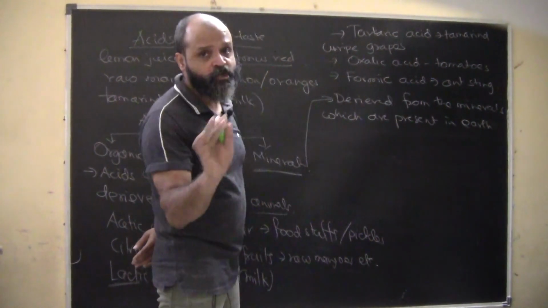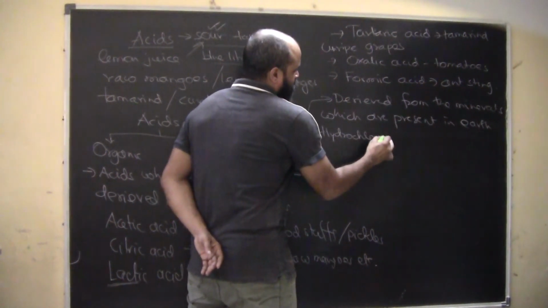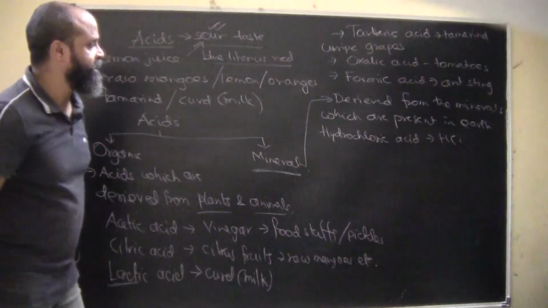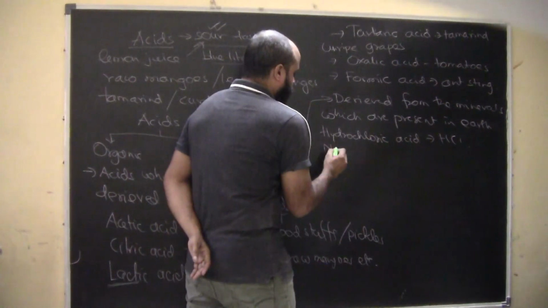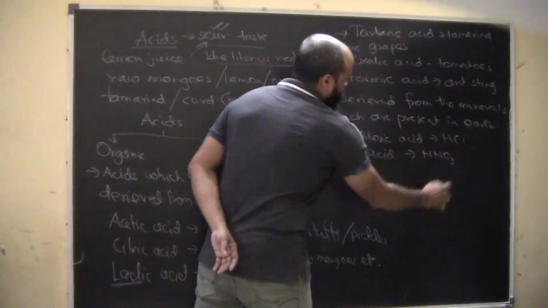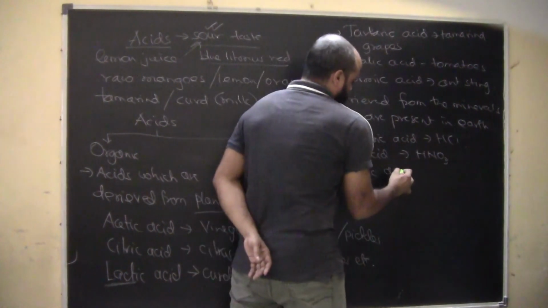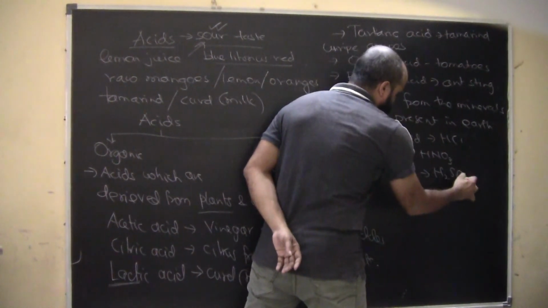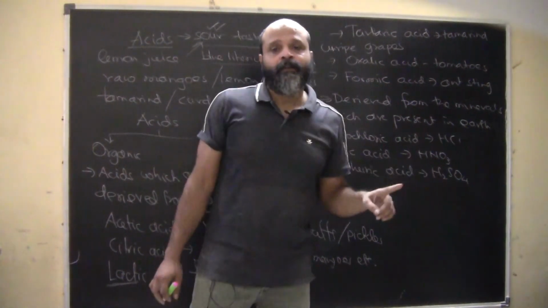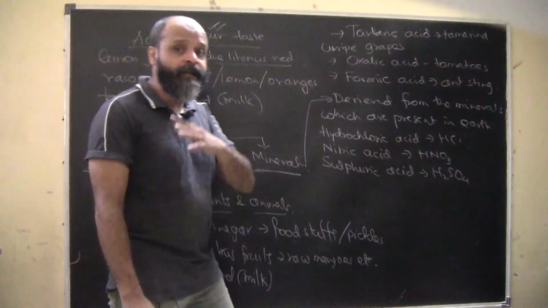The ones which are very strong acids are hydrochloric acid, which is basically HCl. Minerals of the earth, chlorine. And then we have nitric acid, which is basically HNO3. Then we have sulfuric acid, which is basically H2SO4. These are the acids which are dangerous, which can produce burns on your skin. Obviously, they should not be consumed at all.